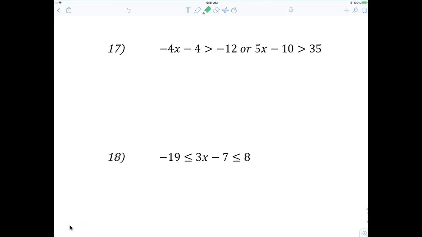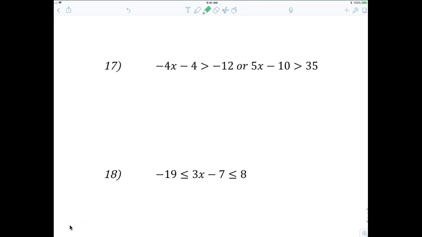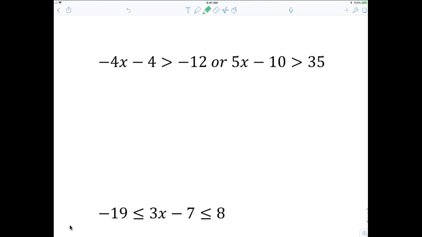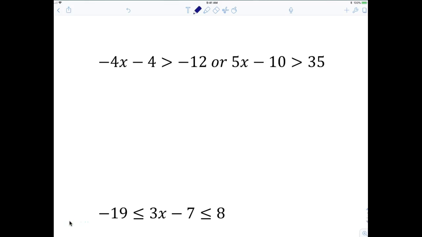So let's check out 17. What do I need to do? First, help me. Add 4. So I'm going to add 4, so it'd be negative 4x is greater than, and then x is, be careful, it's the other way. x is less than 2. It's the other way. Thank you for that mathematical term, the other way.